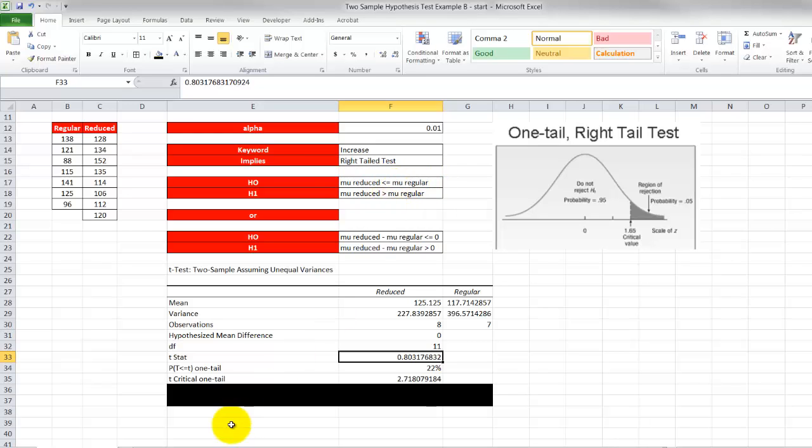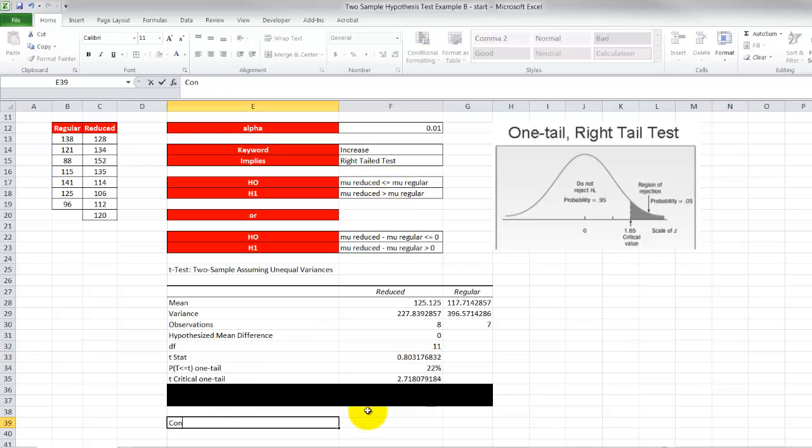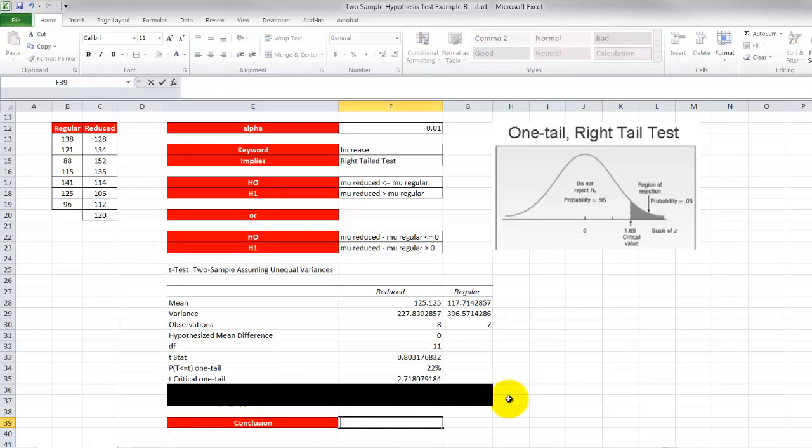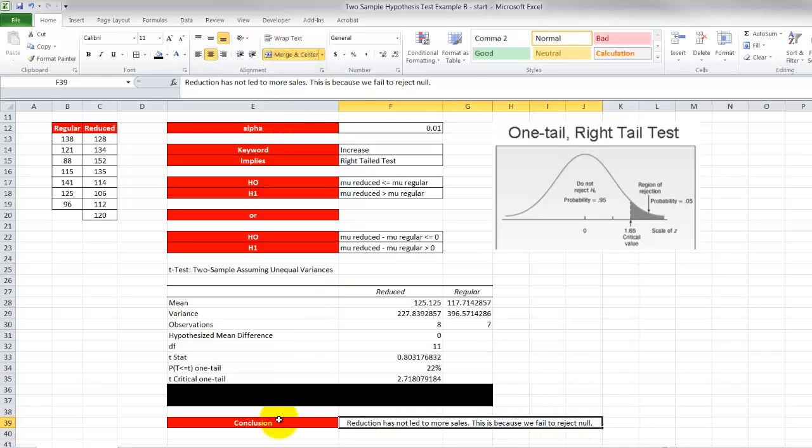So we can conclude, let's document our conclusion. We will conclude that the reduction has not led to more sales. This is because we failed to reject the null. Okay, let's just finish this up with formatting.